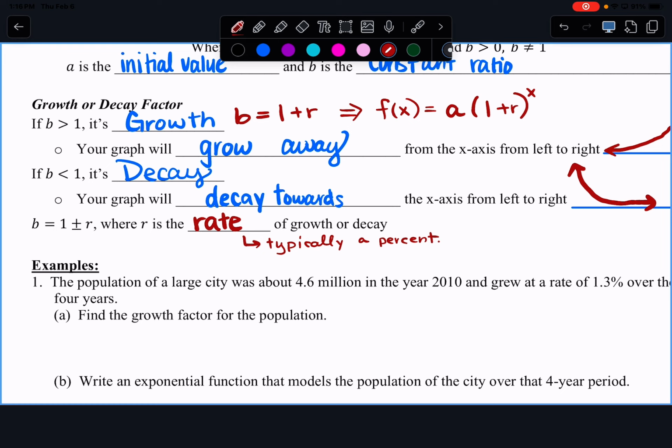Then for decay, we're looking for our b where it's 1 minus our rate. So a new function would look like this: you still have your a, times 1 minus r, all to the x power. And that's what I have up on the board. That's a way for us to think about the different parts of this function and how it works.